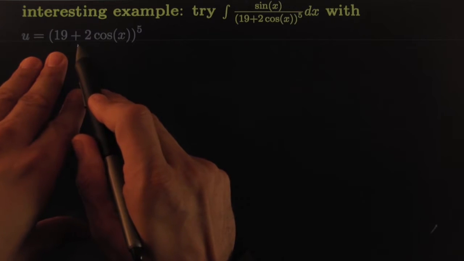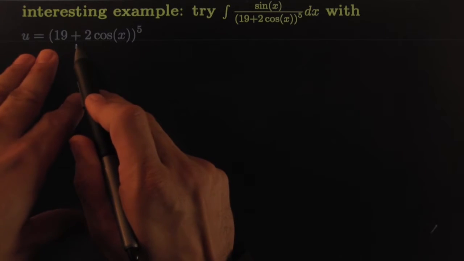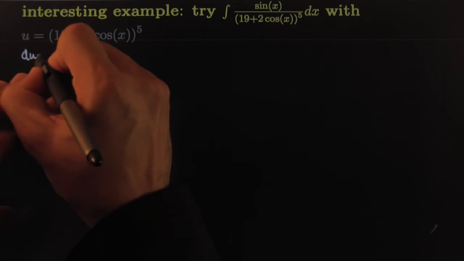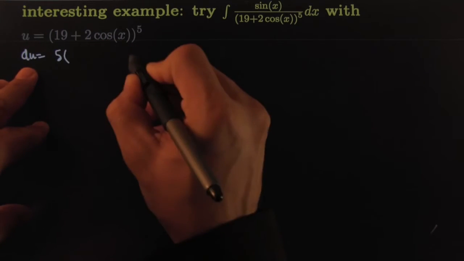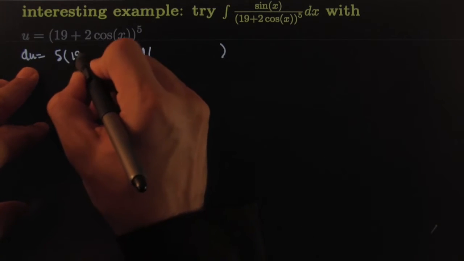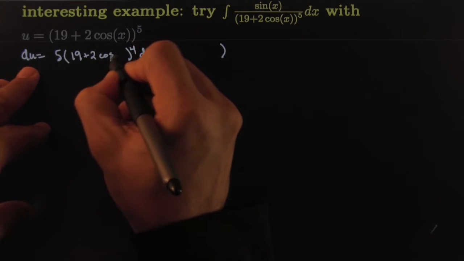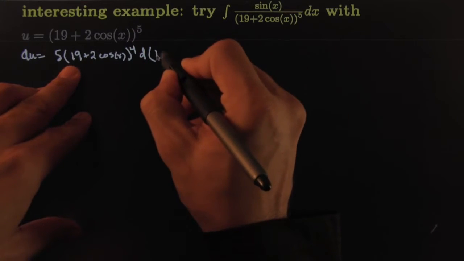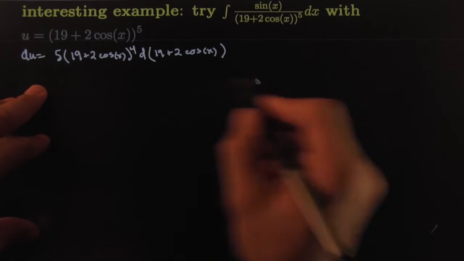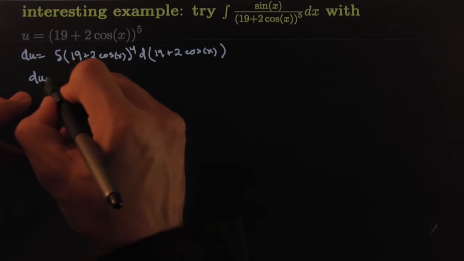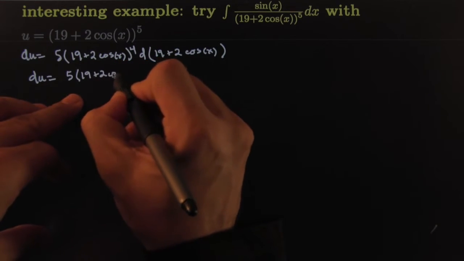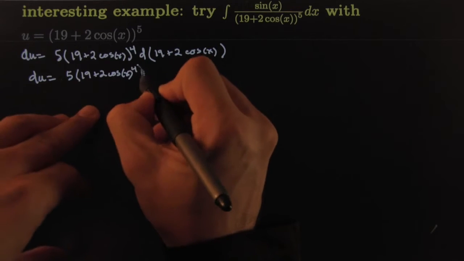So I started off our dictionary here. If you want that to be your U, your differential here, du, would have to be 5 times all that stuff to the 4th times the derivative of that stuff. So it would have to be 19 plus 2 cosine of x times the derivative of 19 plus 2 cosine of x. That's how you take derivatives. And then your differential, I could clean it up a little bit. 19 plus 2 cosine of x to the 4th.